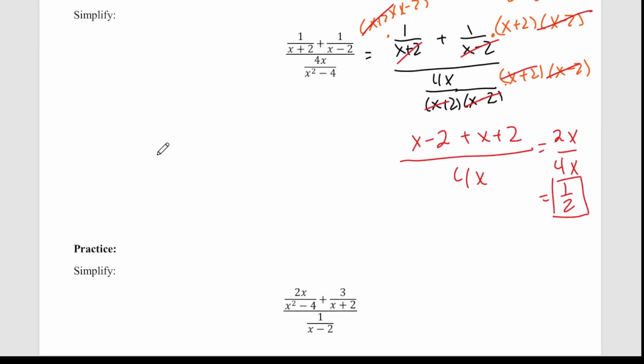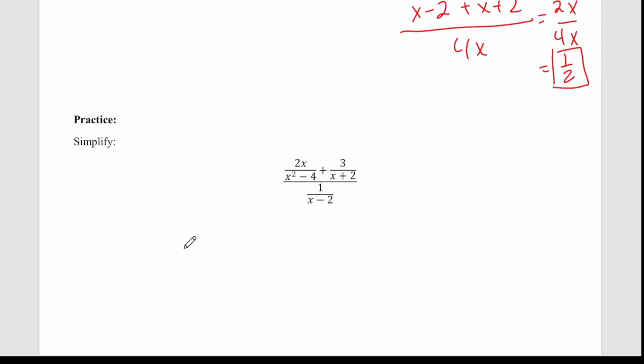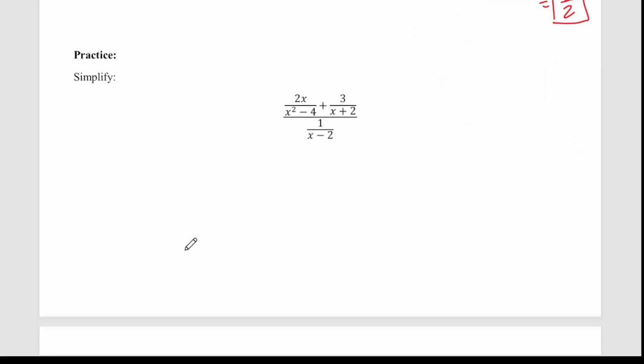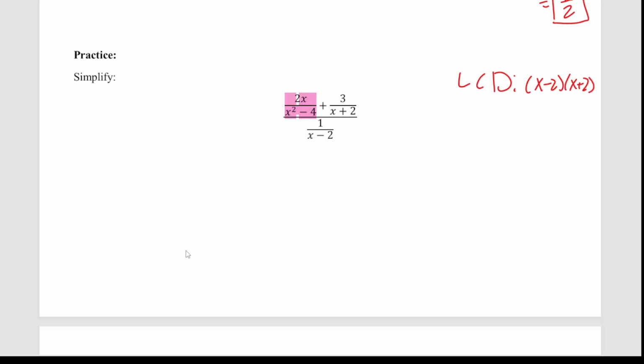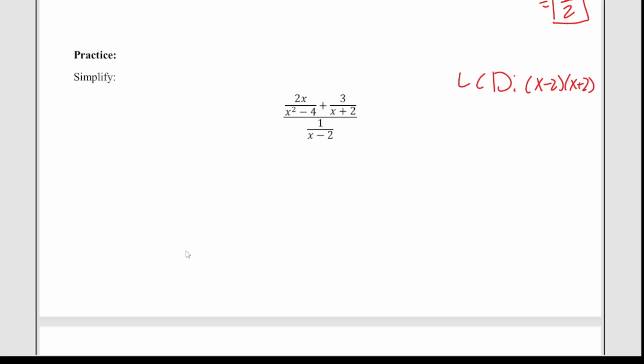This next one is sort of a similar initial setup in terms of, if you notice, the least common denominator is going to be identical, but the math's going to work out a little bit different because the denominators and everybody are in different places. So that least common denominator is still x minus 2, x plus 2, because we still recognize that first term has a denominator that factors out to that. So we're going to take every single term times x minus 2, x plus 2.